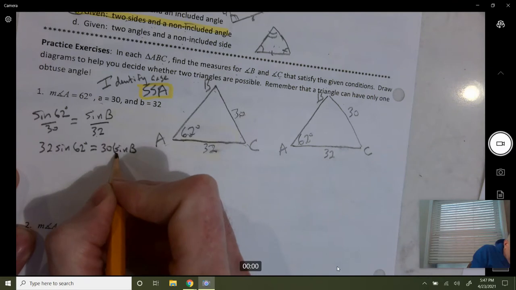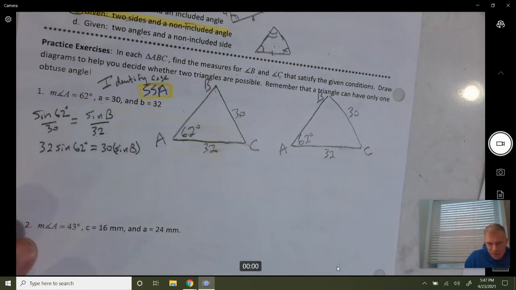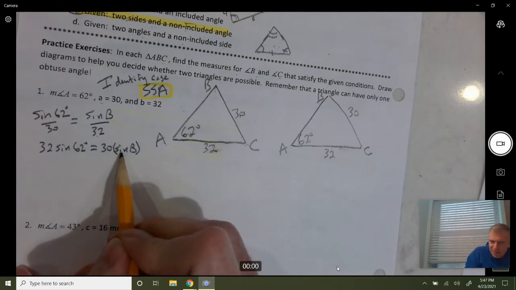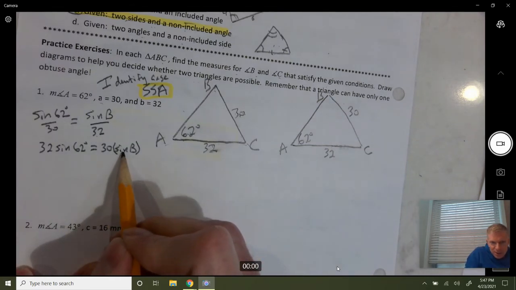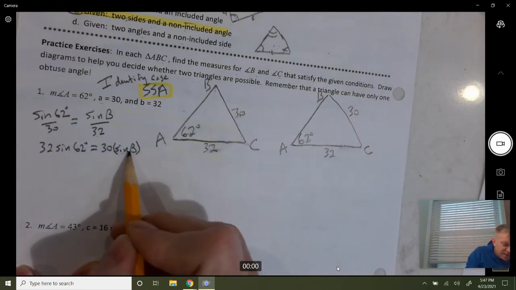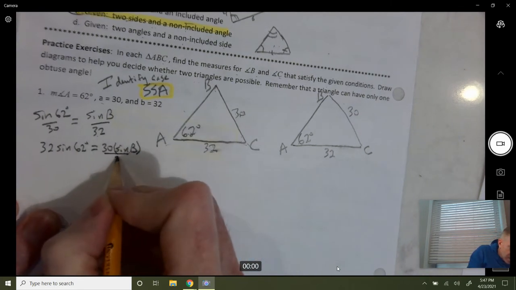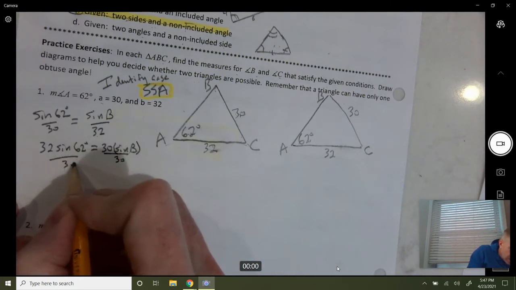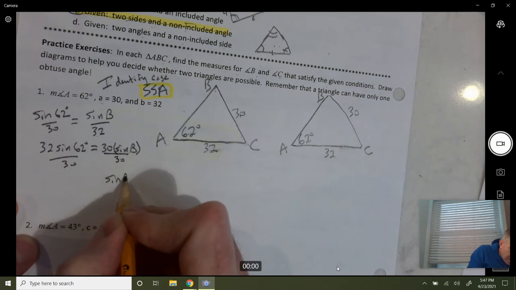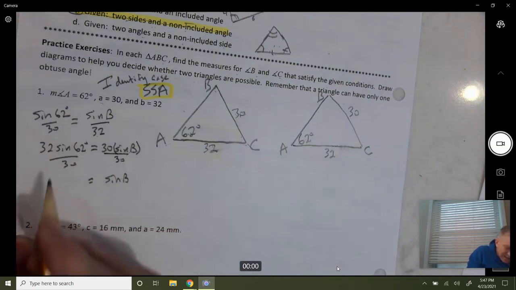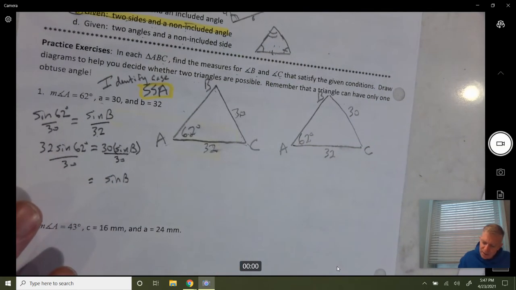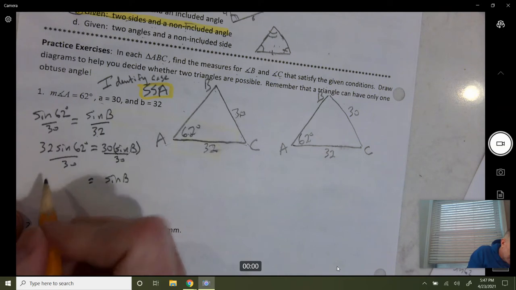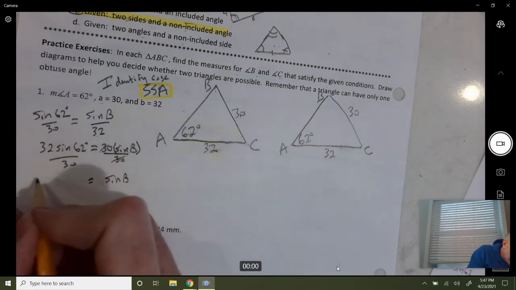Now, please recognize that sine of B, you can't split that apart. That's all one number. Sine, S-I-N, is just an operation. You can't split that away from the B. So we have to get the sine of B by itself. Divide both sides by 30. The sine of angle B is equal to this thing. Plugging that in your calculator, you get 0.9418.